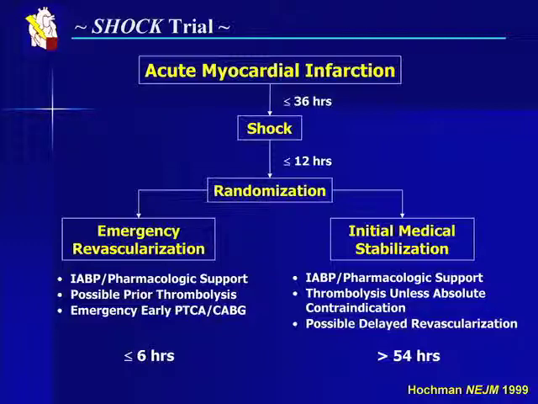And the first thing you notice was they were taken not in the conventional time window. They were taken well beyond the conventional time window of 12 hours. If they had shock, they were randomized into 2 arms. One arm got an intra-aortic balloon pump, and they got emergent angiography, PTCA, and CABG. The other arm got just medical stabilization.